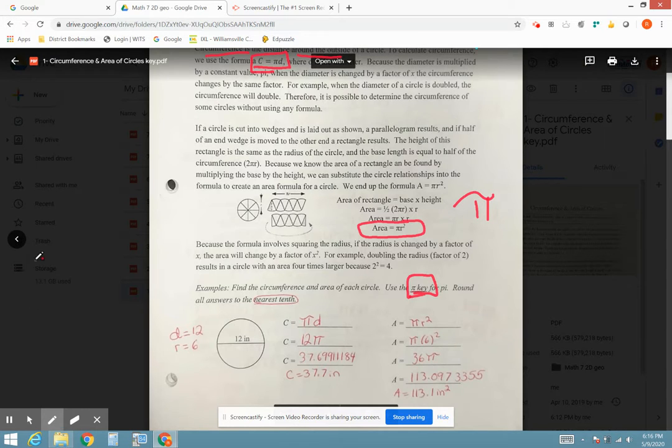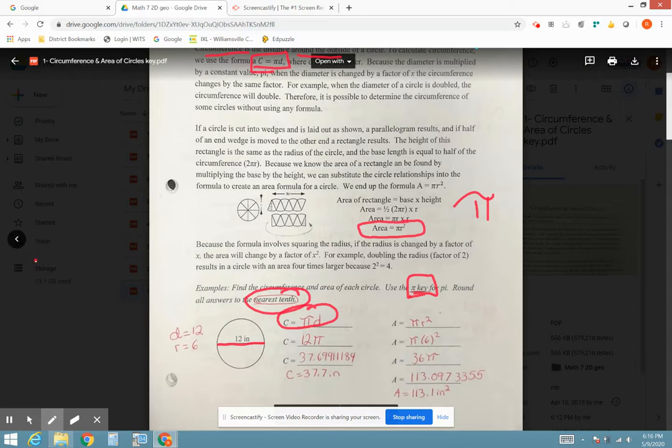All right, so to find the circumference, we first write our formula, which is pi times diameter. The diameter is given, okay, from edge to edge, which is 12. So it's 12 times pi. So in my calculator, I press 12, then the times key, then the pi button. I hit equal, gives me a long decimal. I round to wherever I'm asked to round to.